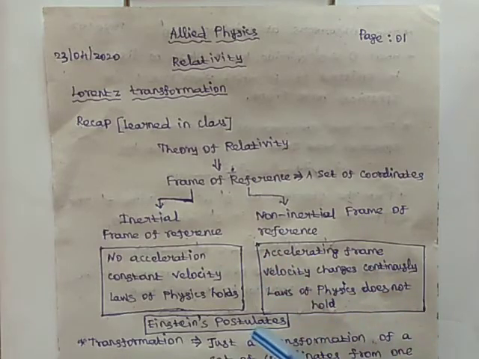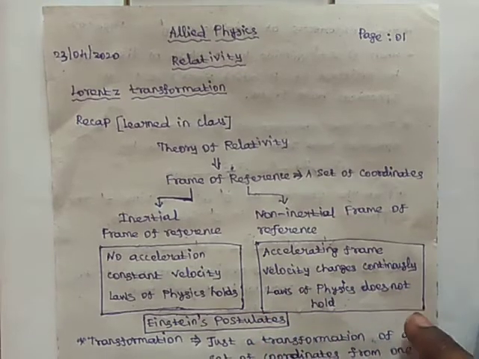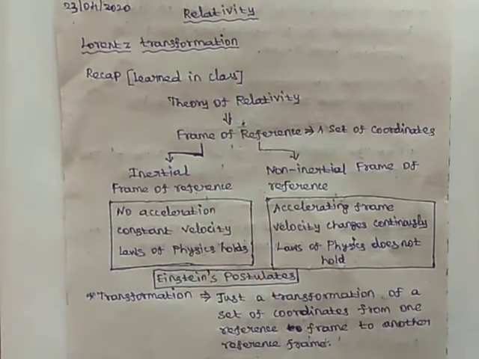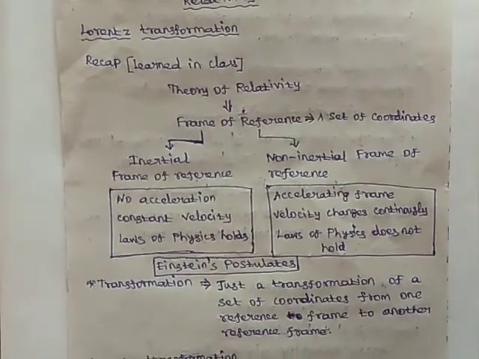After that, we have seen Einstein's postulates. The important postulate is that the velocity of light is constant. Before going to Lorentz transformation, first we have to know what transformation is. Transformation is just the transformation of a set of coordinates from one reference frame to another reference frame to know the coordinates of any object.